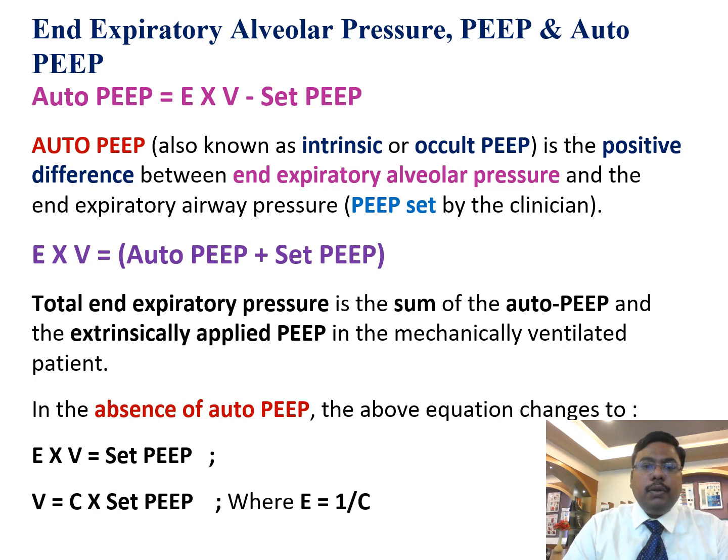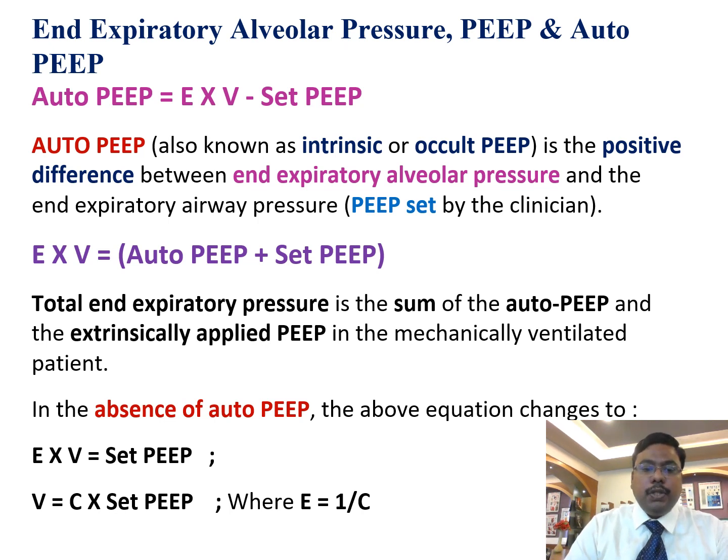So auto PEEP is equal to E times V minus set PEEP. Auto PEEP, also known as intrinsic or occult PEEP, is a positive difference between the end expiratory alveolar pressure and the end expiratory airway pressure, PEEP, set by the clinician. So E is equal to auto PEEP plus set PEEP.